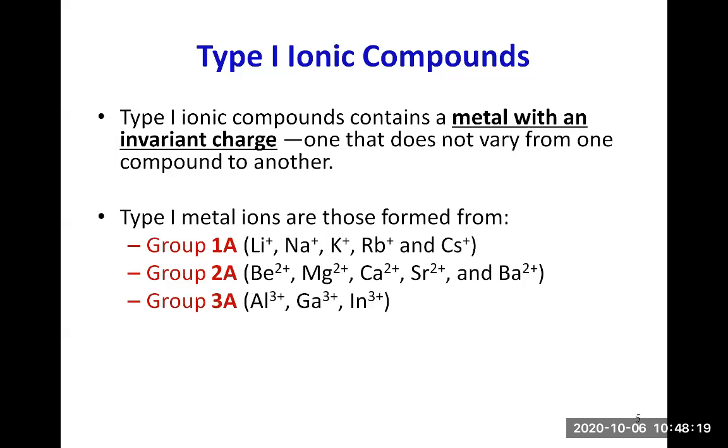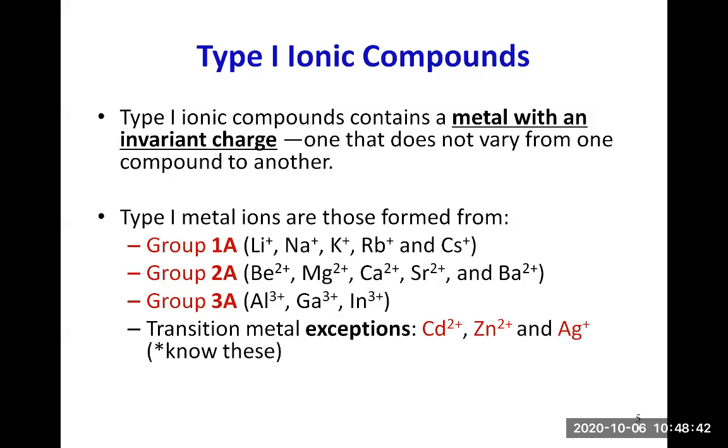Group 3A, beyond the B groups, has only some metals. Boron is not part of these metals; it's a metalloid. The metals from group 3A that always make 3+ ions are aluminum, gallium, and indium. And then there are also type 1 metal ions in the transition metals, but these are exceptions.